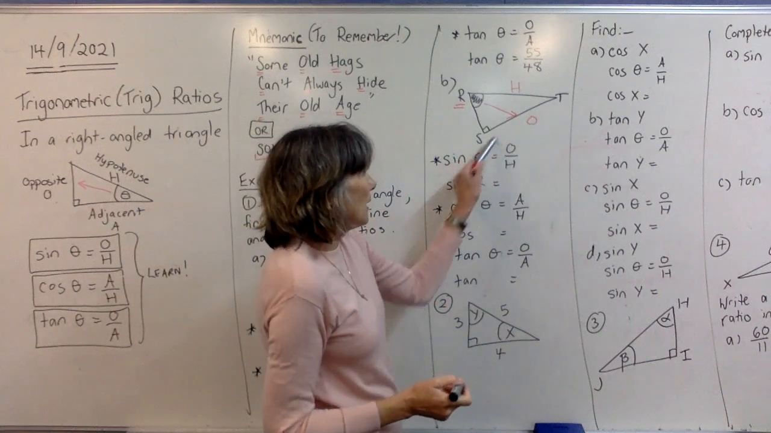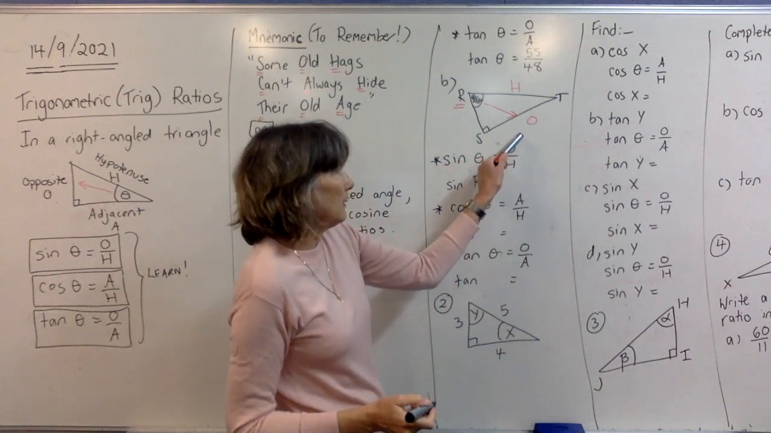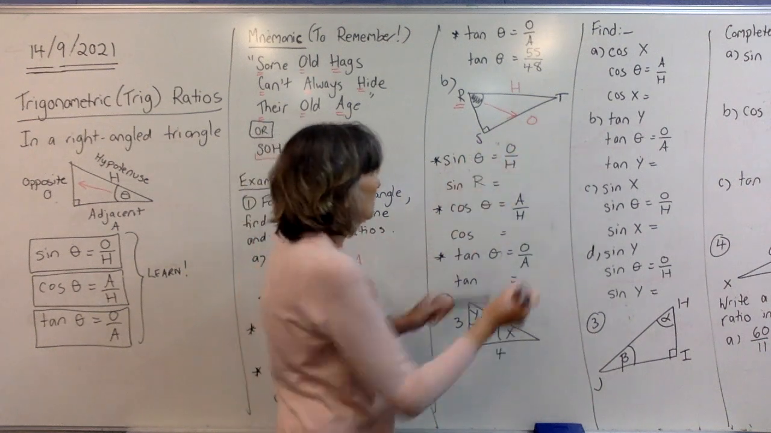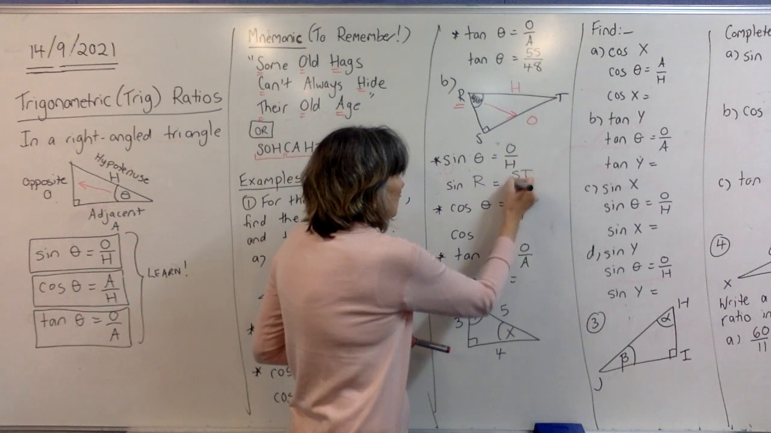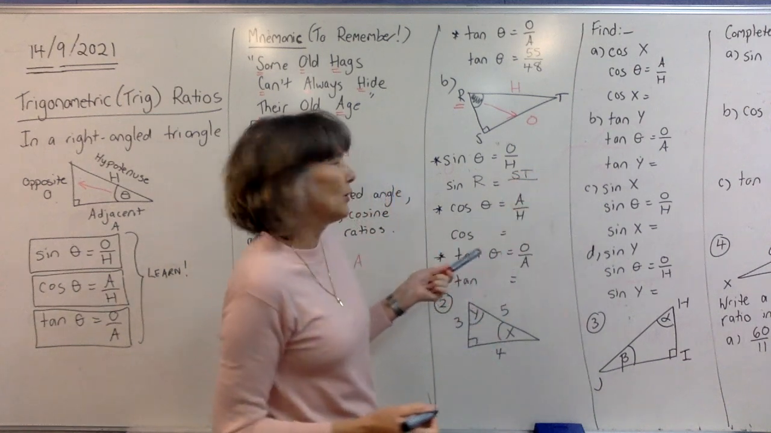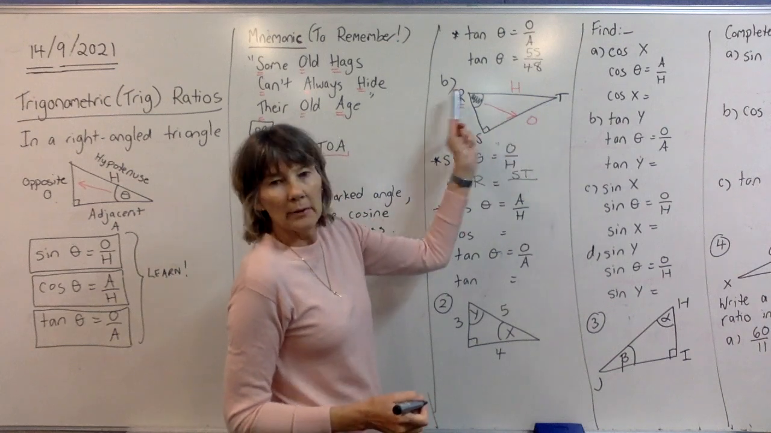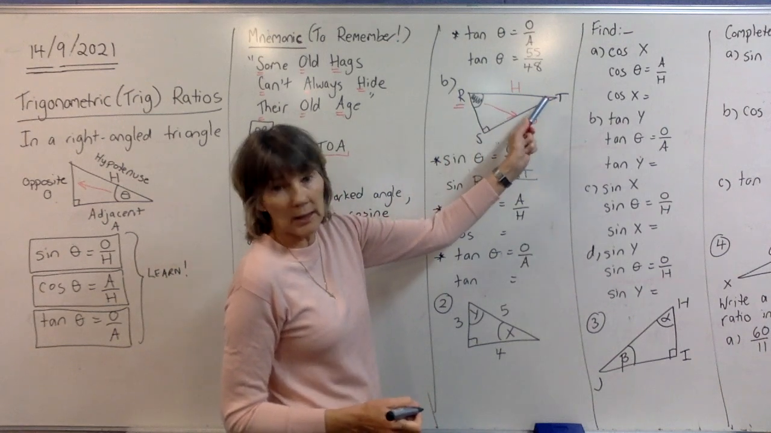The opposite side is this one. Now there's nothing written on it, but the two letters on the ends of that side are S and T. So we call that ST. You can call it TS if you like. On the bottom we have the hypotenuse. That's this side here. That would be RT or TR if you want.